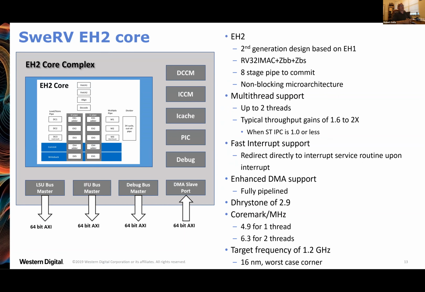It's the same 8-stage pipe to commit, and as I previously explained, it's a non-blocking architecture, so it's fully non-blocking. So if one thread misses out to memory and there's a dependent right behind it, hardware will take care of it and clear the pipe so the other thread has full access to the pipe. You don't have to build in the multi-thread support. You can build it for single thread only, or you can build it with dual thread.